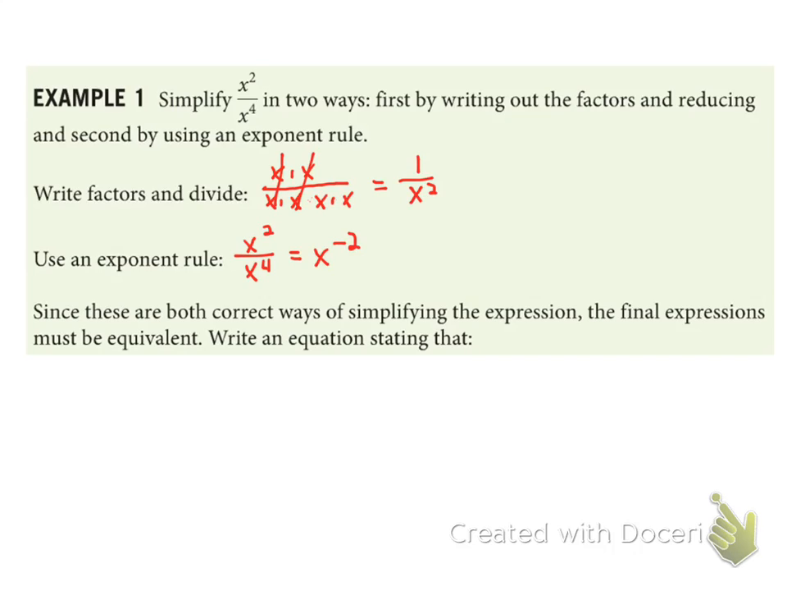Since these are both correct ways of simplifying the expression, the final expressions must be equivalent. Write an equation stating that. So x to the negative 2 power is the same as 1 over x squared. Any questions on example 1? This will be true with any exponent, not just negative 2. So if we had a negative 5, we would move it to the denominator with an exponent of 5.